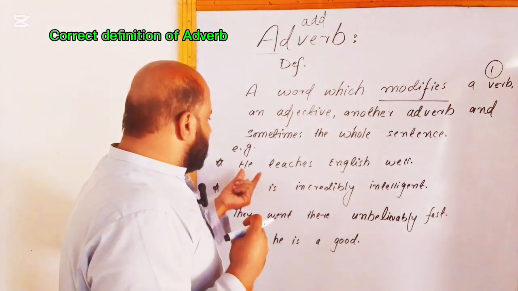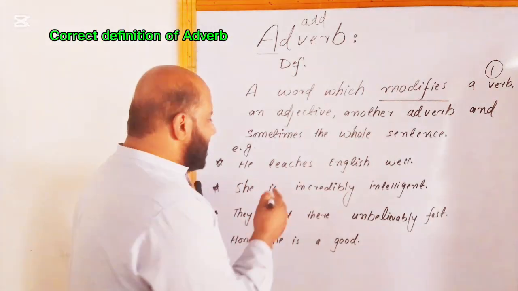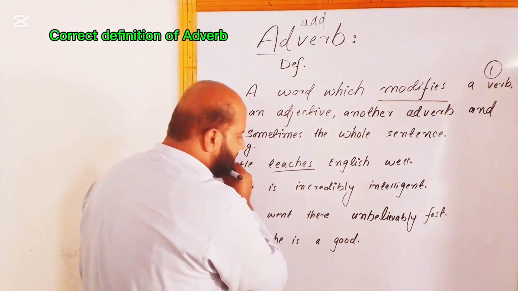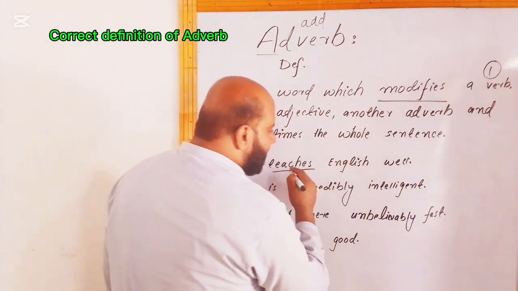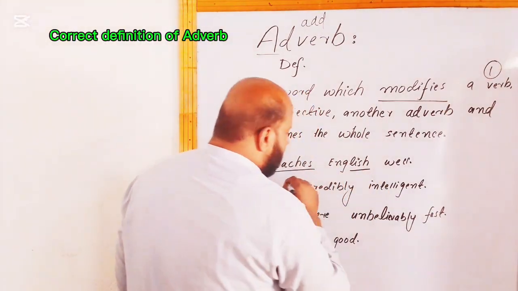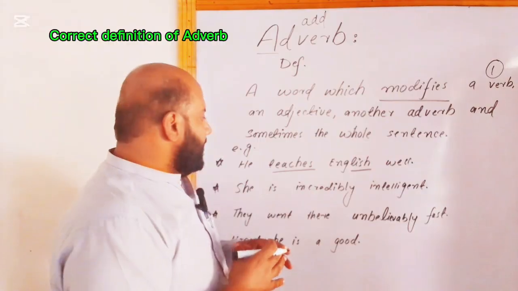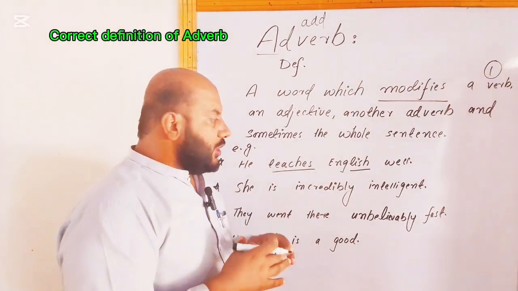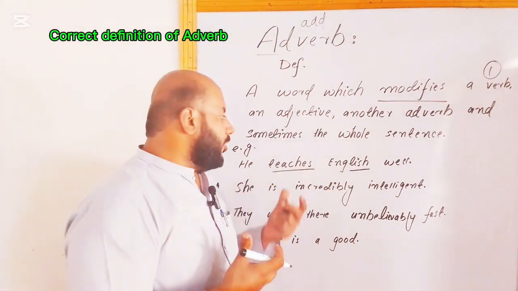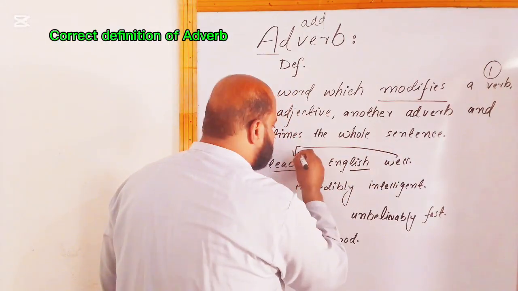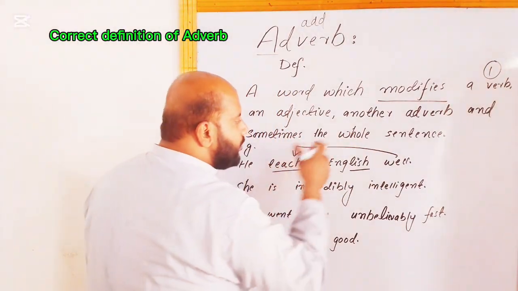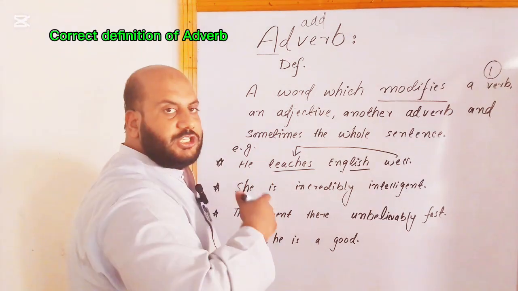Now look at an example. He teaches. Here the verb is teaches. And what does he teach? He teaches English. But how is English taught? Let's know about the manner of his teaching. So this word will talk about this teaching. He teaches well.